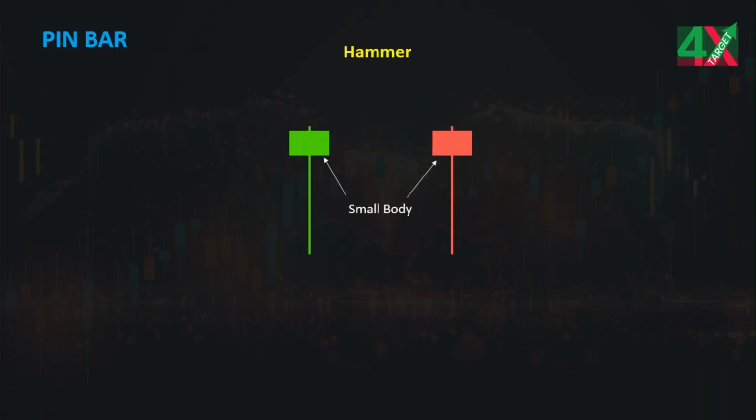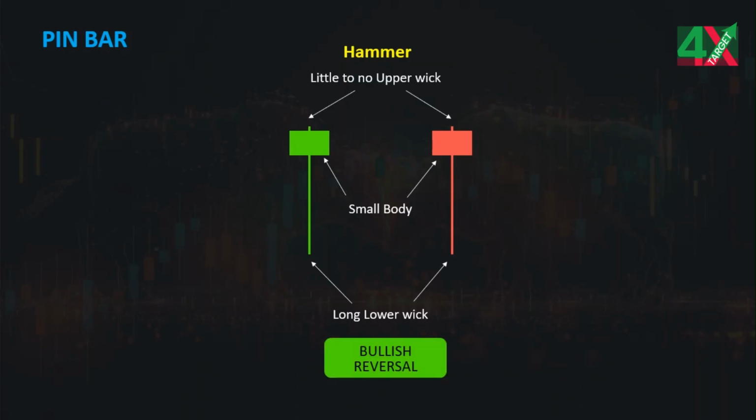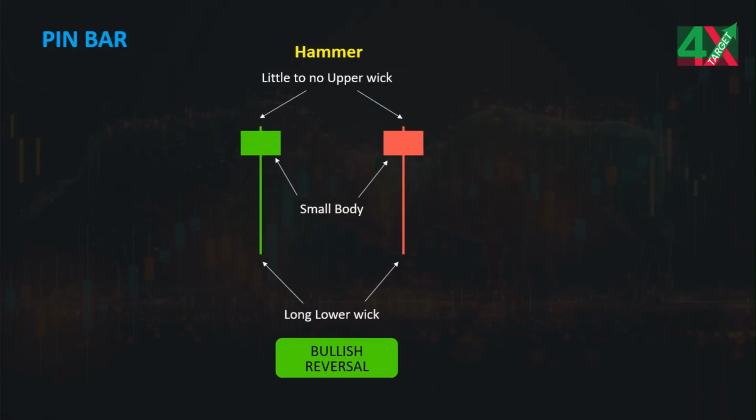Now let's discuss the pin bar family. These candles all feature small real bodies and long wicks, showing rejection of price and a potential reversal. We begin with the hammer. It features a small body near the top of the candle, a long lower wick, and little to no upper wick. This structure signals a possible shift from bearish to bullish momentum, and suggests that sellers initially pushed the price down, but buyers stepped in strongly and drove it back up.